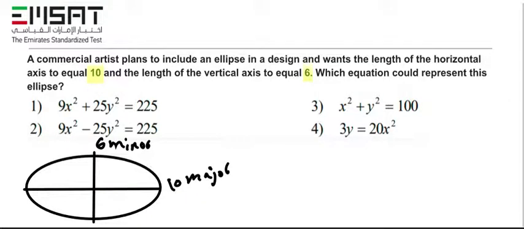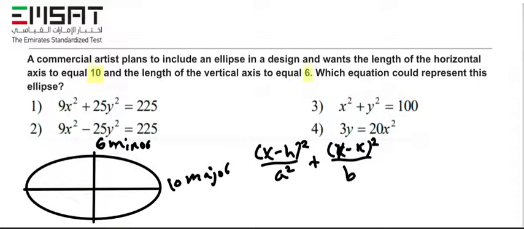And now let's write the equation of an ellipse, which is (x minus h) squared over a squared plus (y minus k) squared over b squared equals 1. So let's start plotting our information.